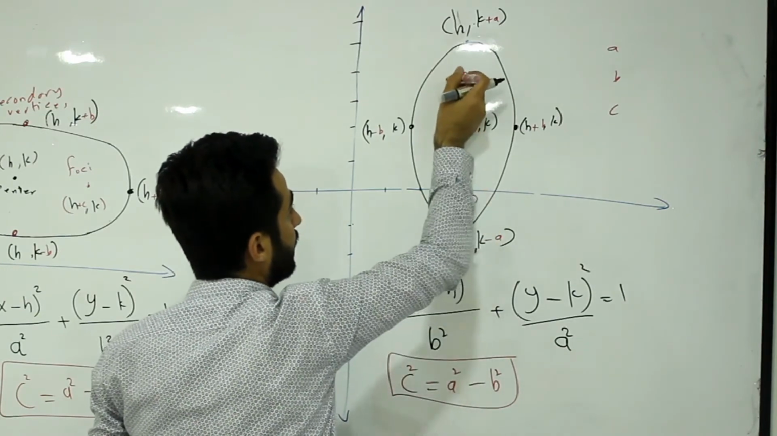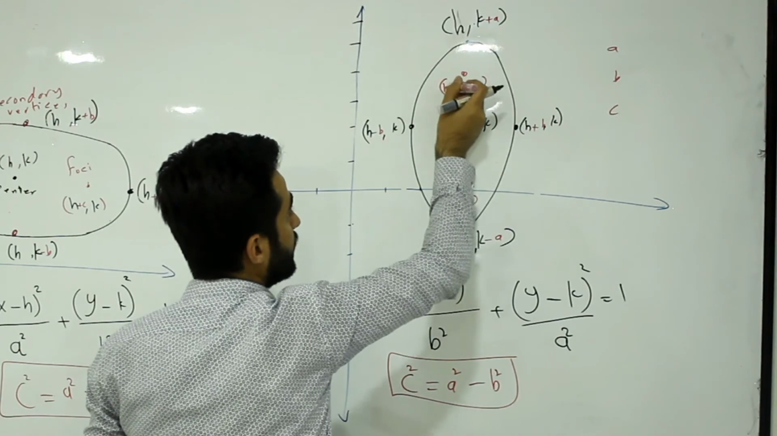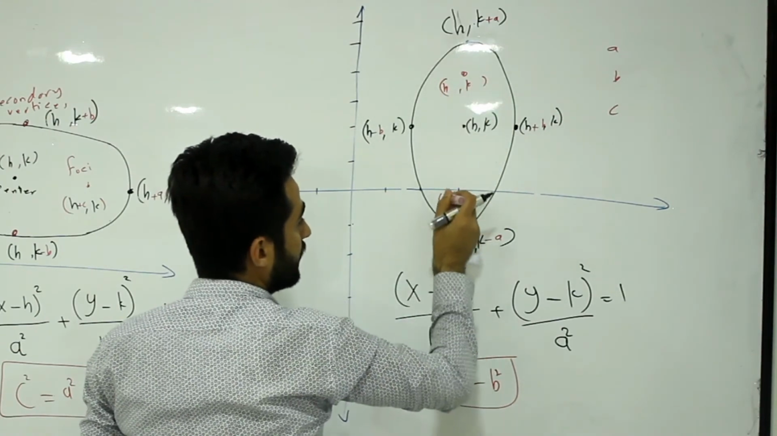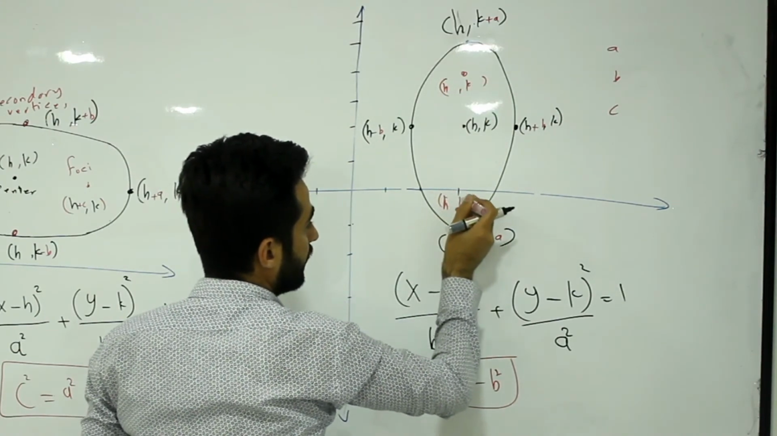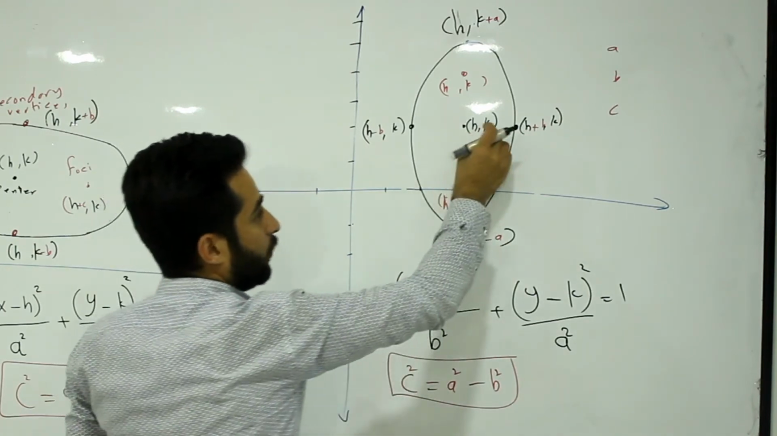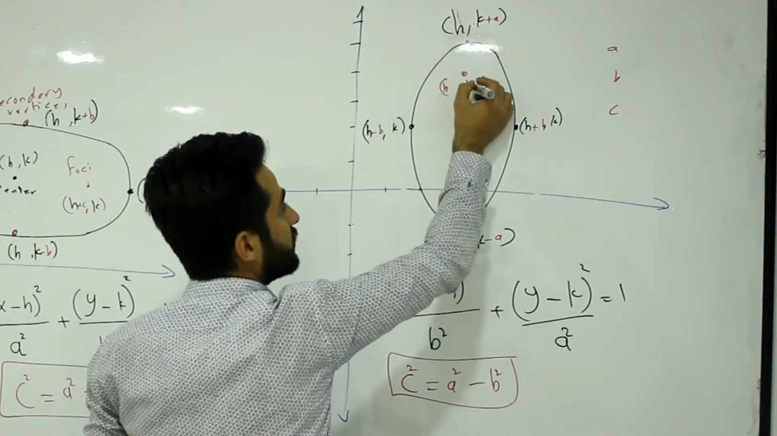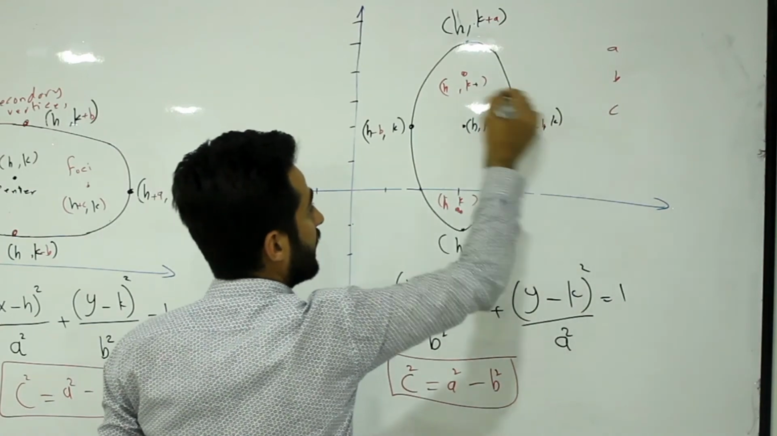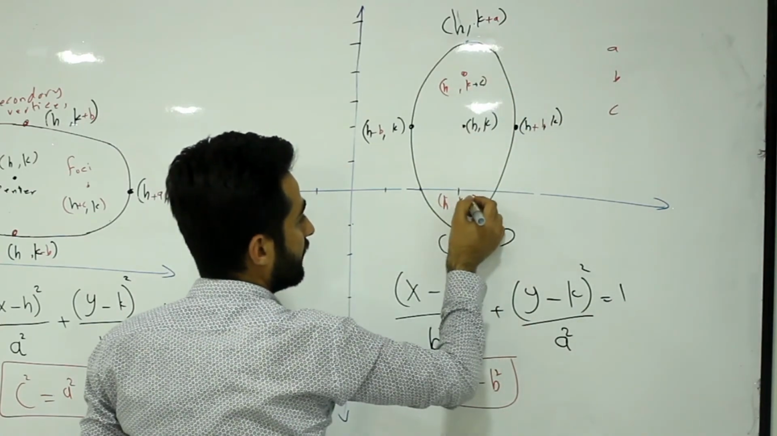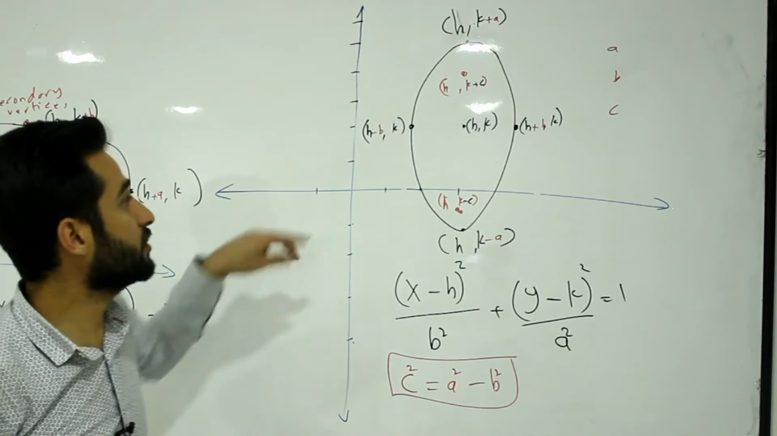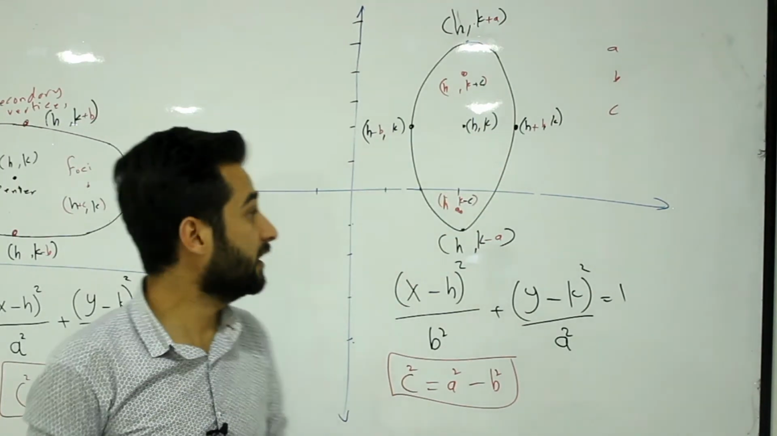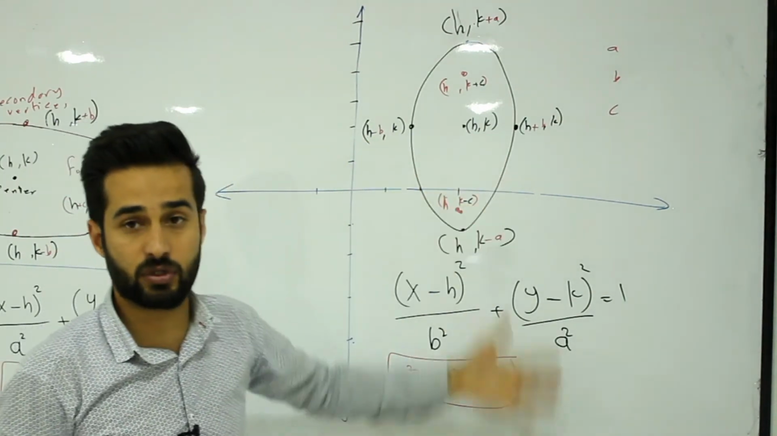For the upper focus and the lower focus, or foci, we have 2 points here, h and k. We will take this point vertically, so plus c, this time we will use c, and minus c. Okay? Those are all the elements in the ellipse.